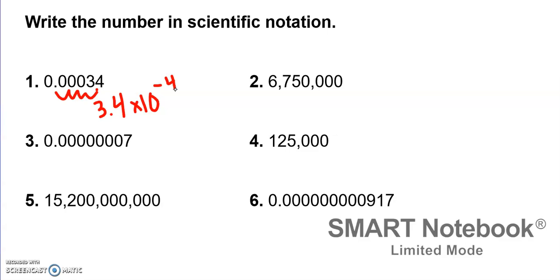If you want to think about negative and positive being, okay, I'm going to have a small number, it's going to be negative. If I'm going to end up with a big number, it's going to be positive.